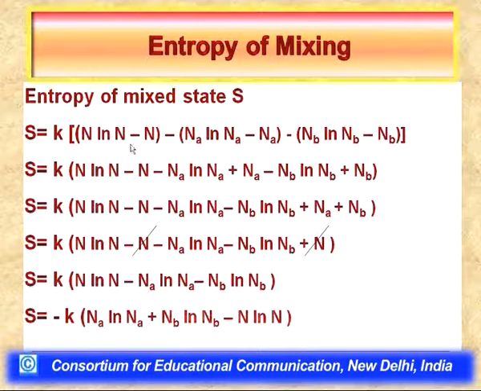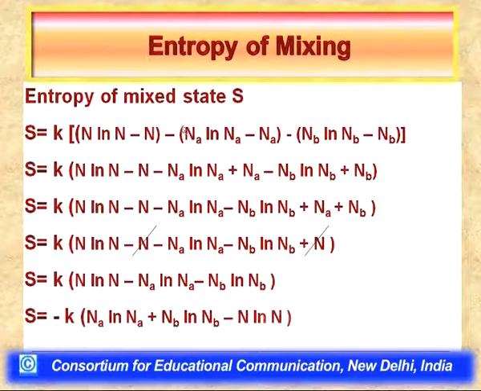log of n factorial, according to Stirling approximation, becomes n ln n minus n, minus natural logarithm of n a factorial, which becomes n a ln n a minus n a, minus natural logarithm of n b factorial, which becomes n b ln n b minus n b, according to Stirling approximation. So, this is how this equation is generated to evaluate the entropy of the mixed state.